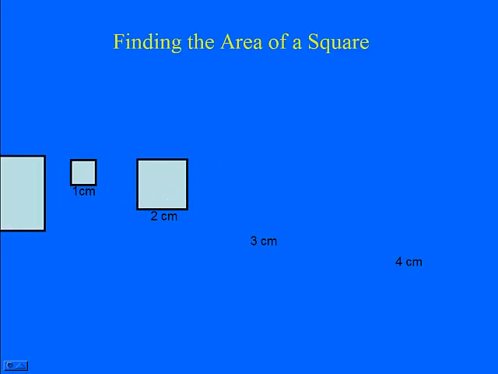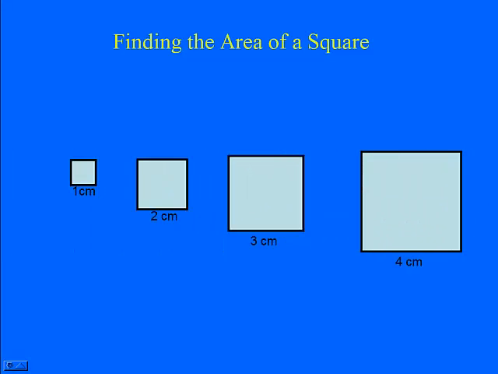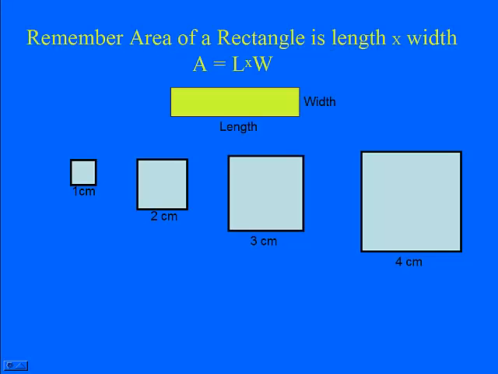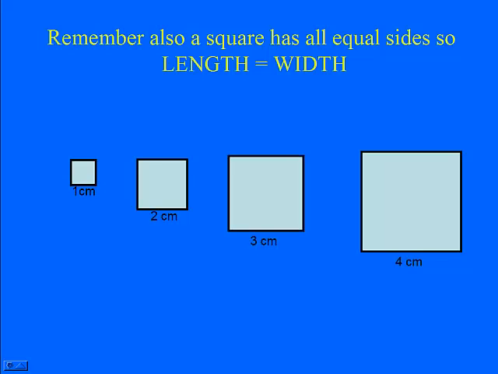Next, we'll find the area of a square. You may recall the area of a rectangle is length times width, and that is given in math terms in the formula A equals L times W. What adjustments do we need to make to this formula to accommodate the area of a square? Well, a square has 4 equal sides, so the length would be the same as the width.